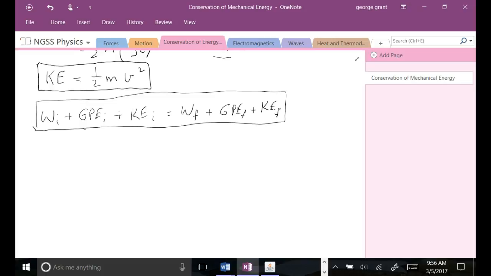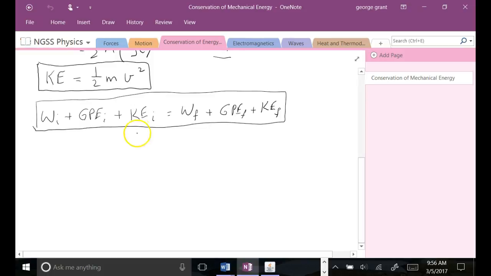So let's do an example here. Say, for example, I would like to know with what speed I have to throw a ball upward in order for it to reach a height of 45 meters. So let's see.